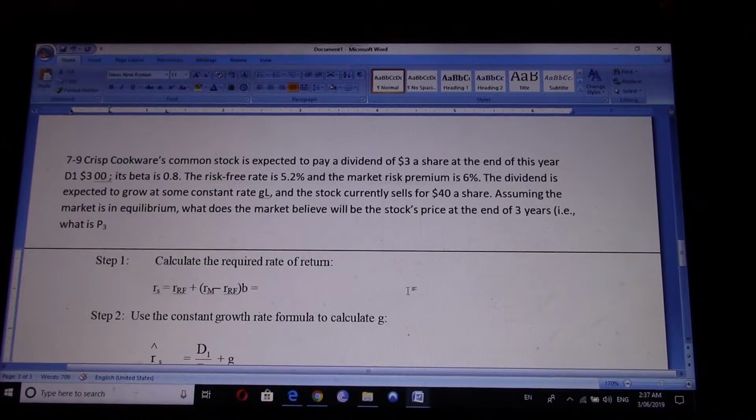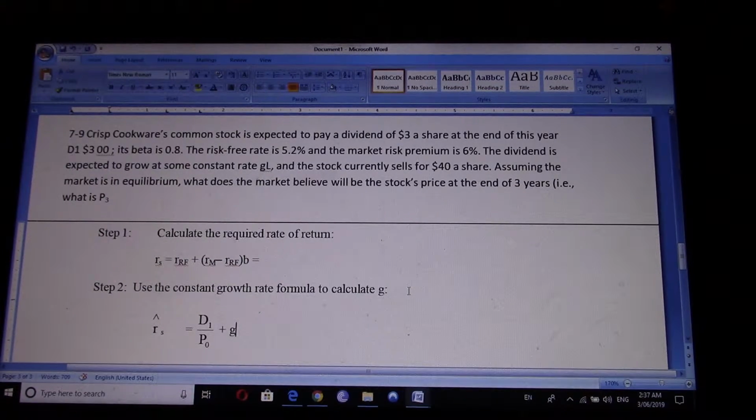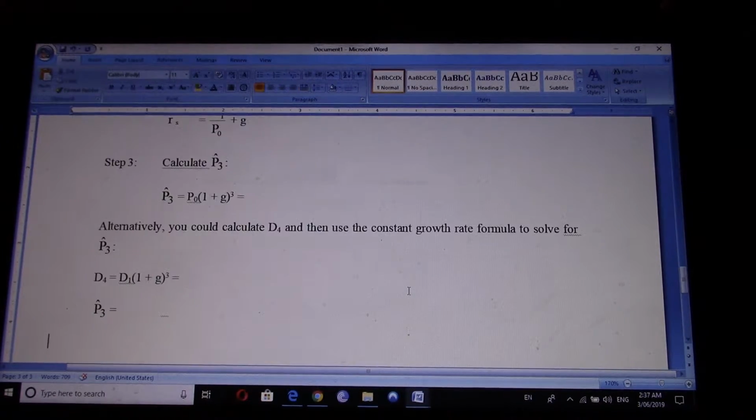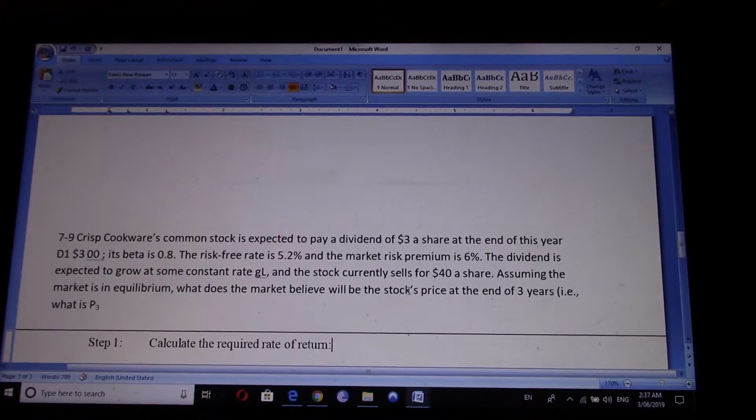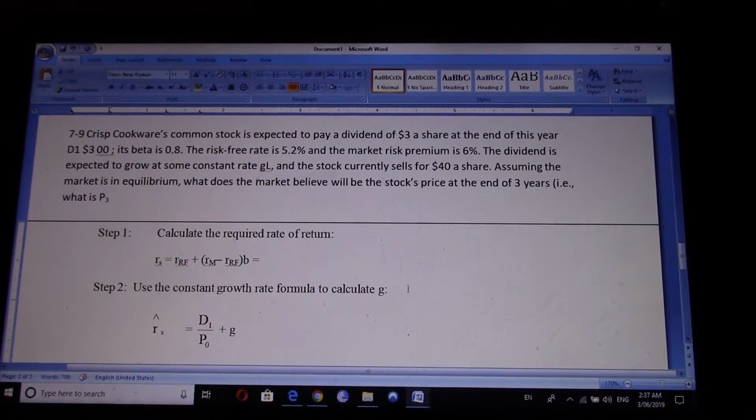Okay, so the 7-9 question. So this is again a three-step question. This question is, you know, the dividend at the end of this year. So D1 is known, and you know beta, risk-free rate, and market risk premium. In this case, we don't know how much is R. So we can use this CAPM model to calculate the required rate of return.